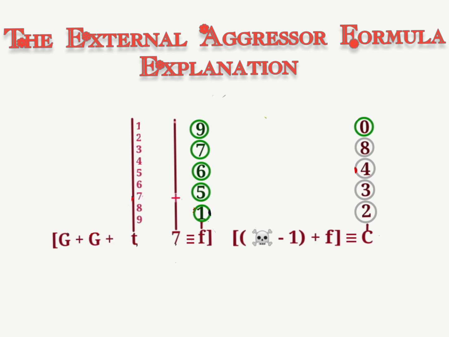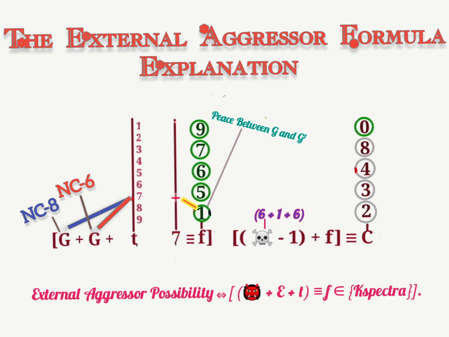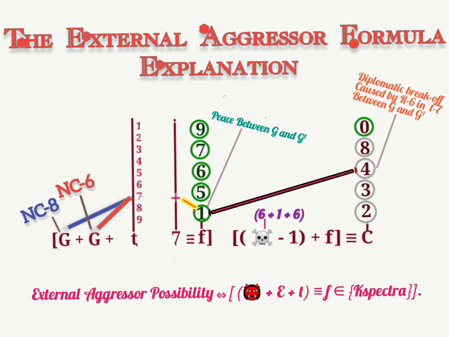External aggressor formula explanation. There is no possibility of a diplomatic break-off between G and G which are coded NC8 and NC6, in time T7. But there is an inclination R6 with a dynamic designation D1 that harmonizes with time as an aggressor in E plus ogre plus T, against NC6 from NC8. Thus triggering off a seemingly diplomatic break-off between NC8 and NC6 in time T7.